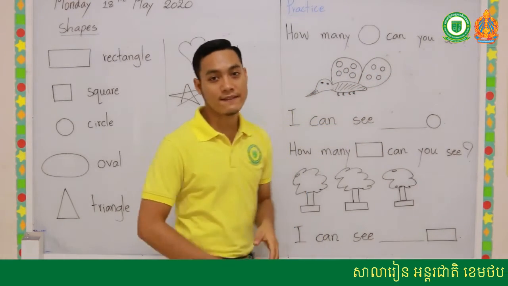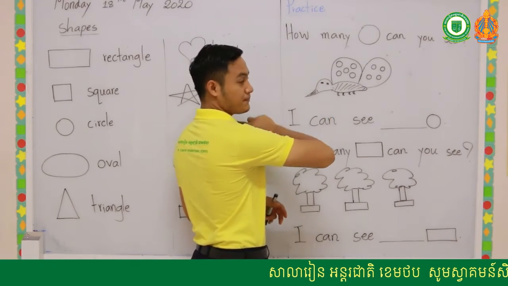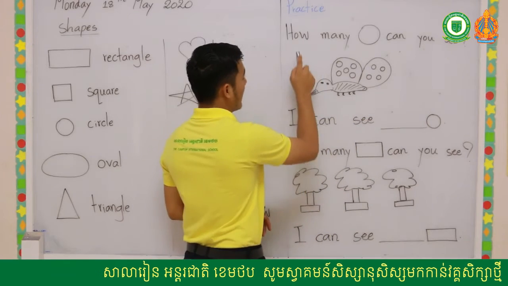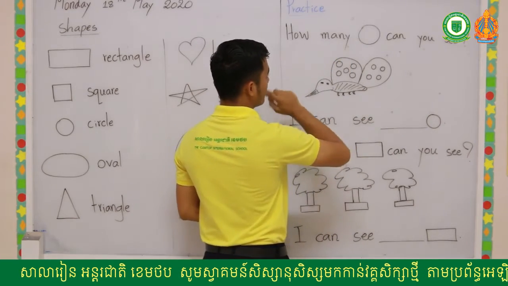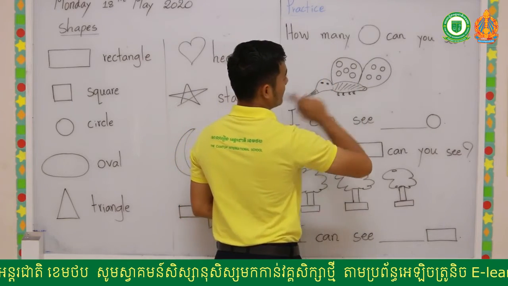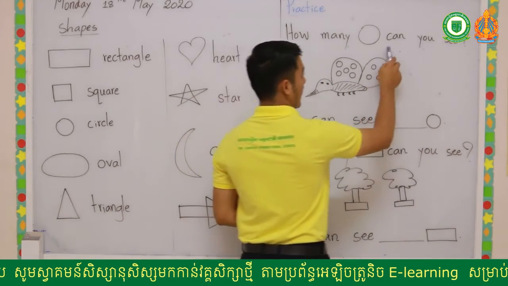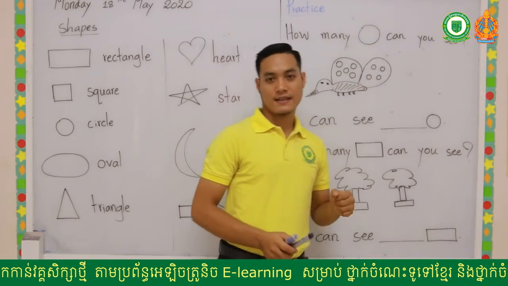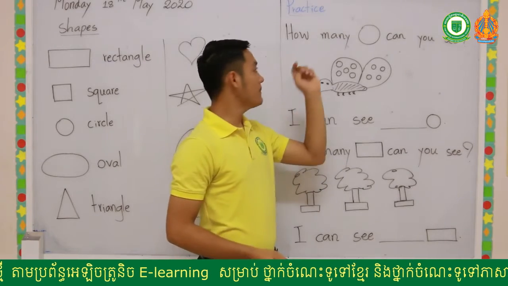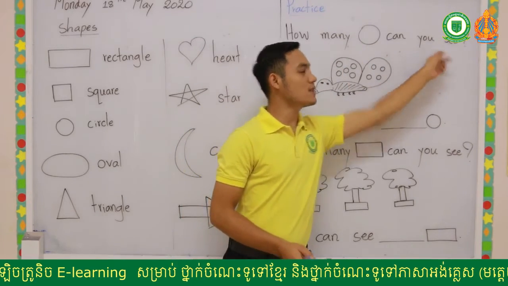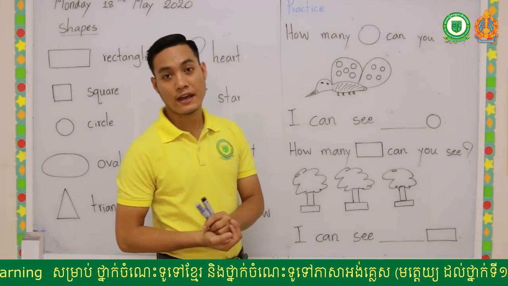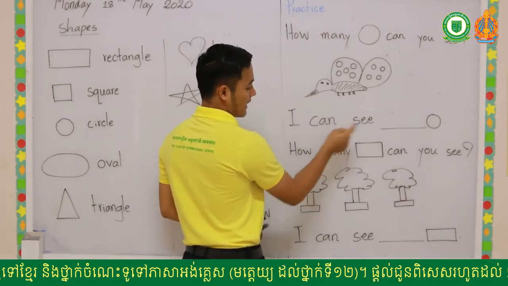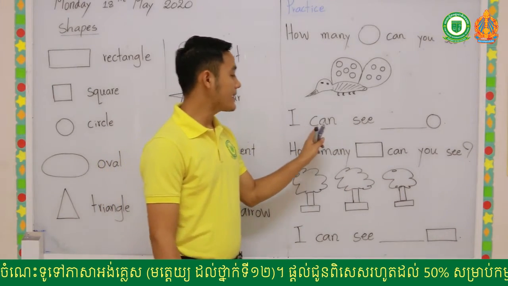So read the question together first. How many circles can you see? Again, how many circles can you see? Right. Again, one more time. How many circles can you see? Okay, so how many circles can you see? The answer is I can see. Together? I can see.